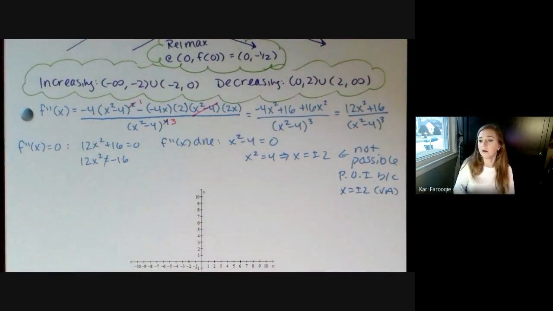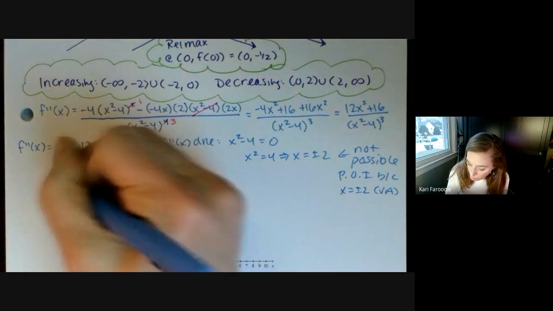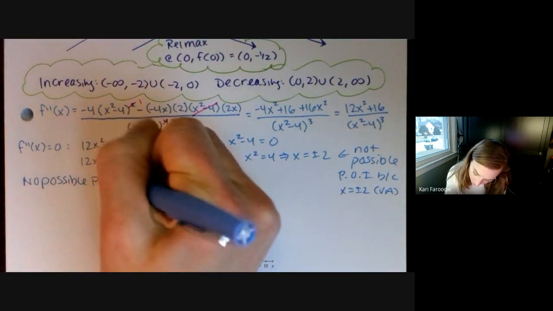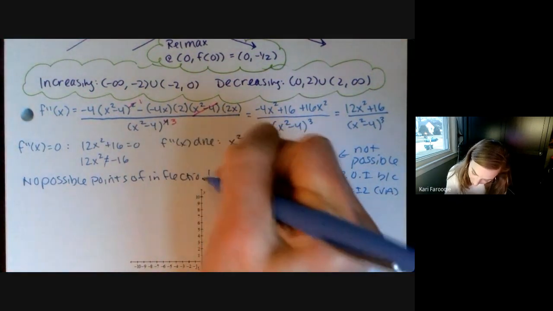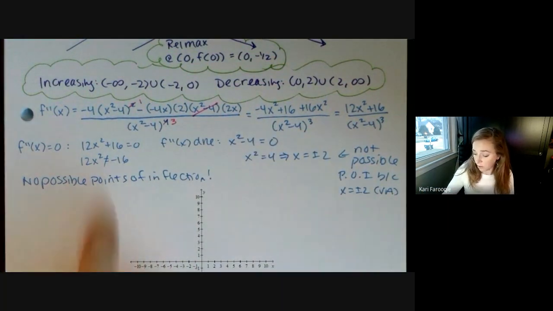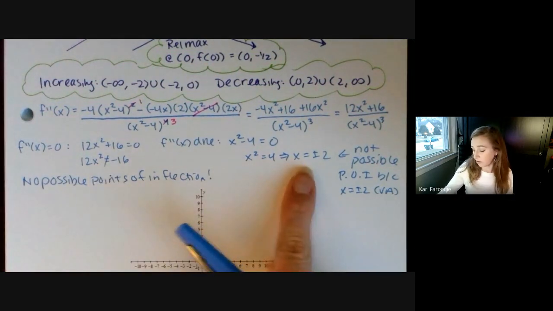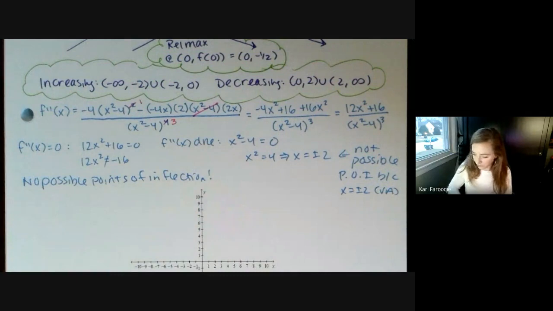Okay. And we have no possible points of inflection here. So we would say no possible points of inflection anywhere. Like, you're not going to find any. The second derivative cannot possibly be equal to 0. And the second derivative could only not exist for values we already excluded from the domain because they are vertical asymptotes. So we have no possible points of inflection.